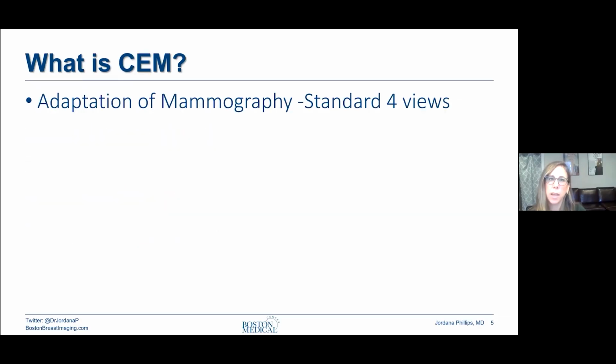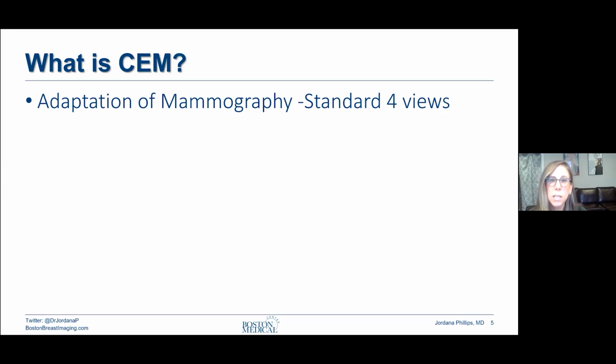The wonderful thing about contrast enhanced mammography, and I should start by saying, you'll notice at the top of the slide, it says CEM, contrast enhanced mammography. Some people use the word contrast enhanced spectral mammography, or CESM, or contrast enhanced digital mammography, or CEDM. These are all the same thing. So I use CEM, so you'll see that throughout the talk. The wonderful thing about contrast enhanced mammography is that it's just an adaptation of what we already know, which is conventional 2D mammography, which are the standard 4 views.